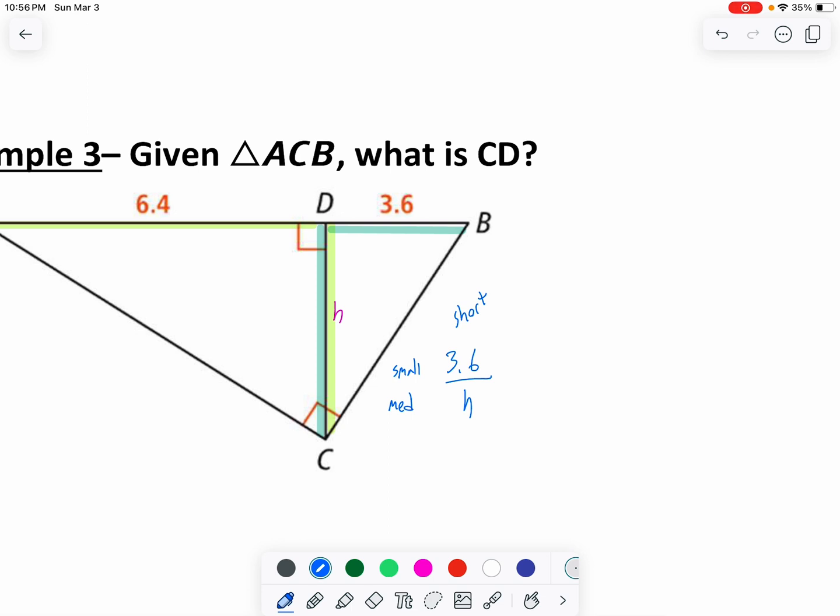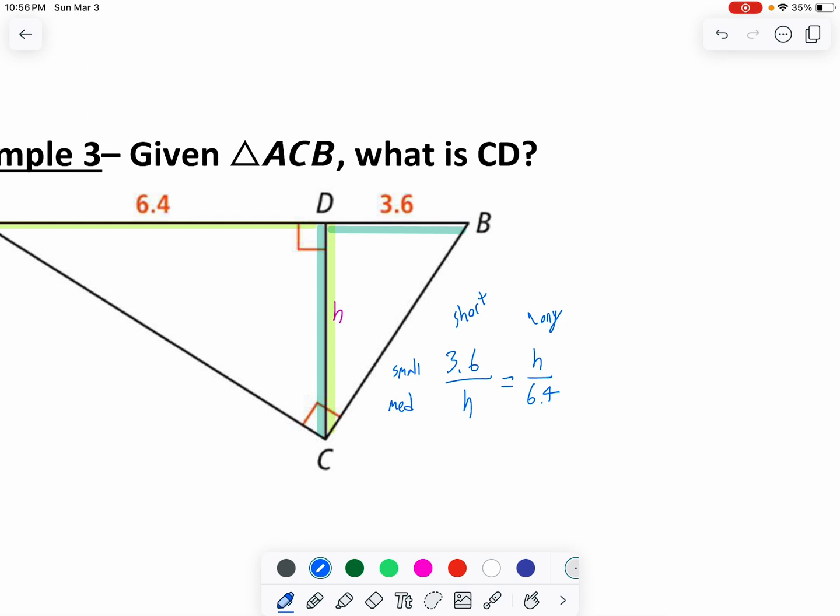And now I'm going to set that equal to the second ratio, because these would produce the same scale factors since they're similar. And so for the small triangle on the long leg, that's another H, and for the large triangle on the long leg, that's 6.4. So now I've got my equation. 3.6 divided by H, that's the short one, and H divided by 6.4, that's the long leg.